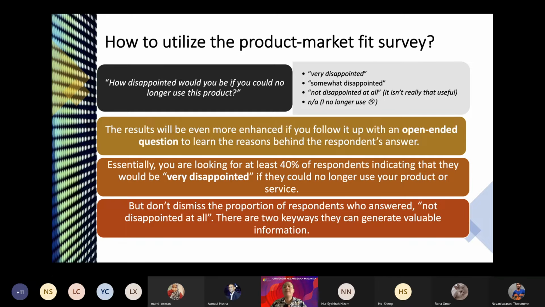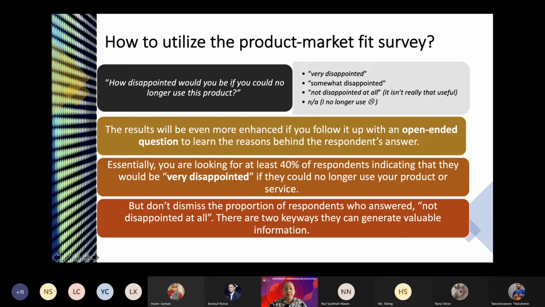Okay, so essentially, if you are looking for at least 40% of your respondents indicating that they would be very disappointed if they could no longer use your product or service, it means you are on the winning side. It means more people would feel very disappointed, so your product is very important in their life, because it is very useful. So you can try to investigate how to enhance the product. This is the best way and the right time for you to do it.